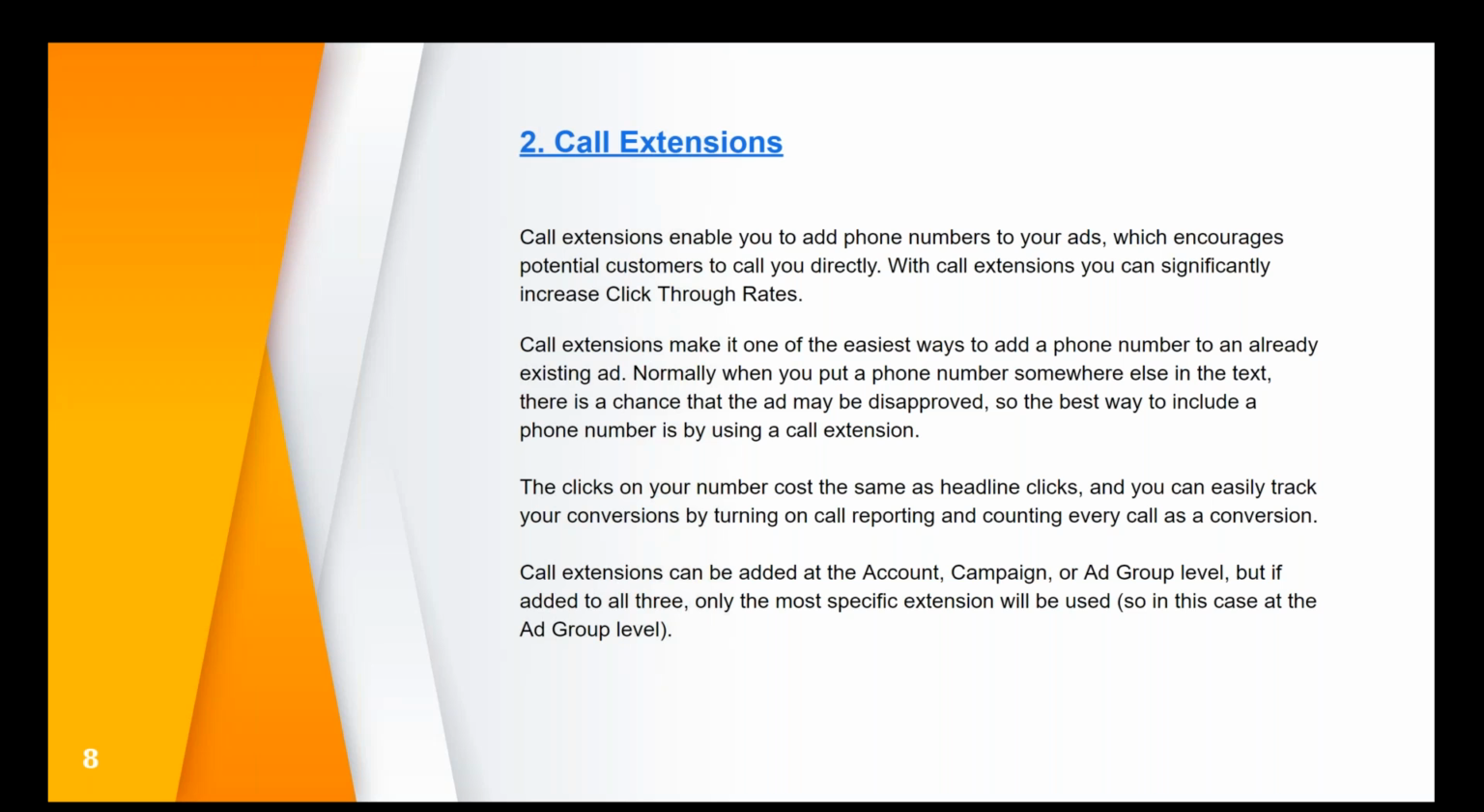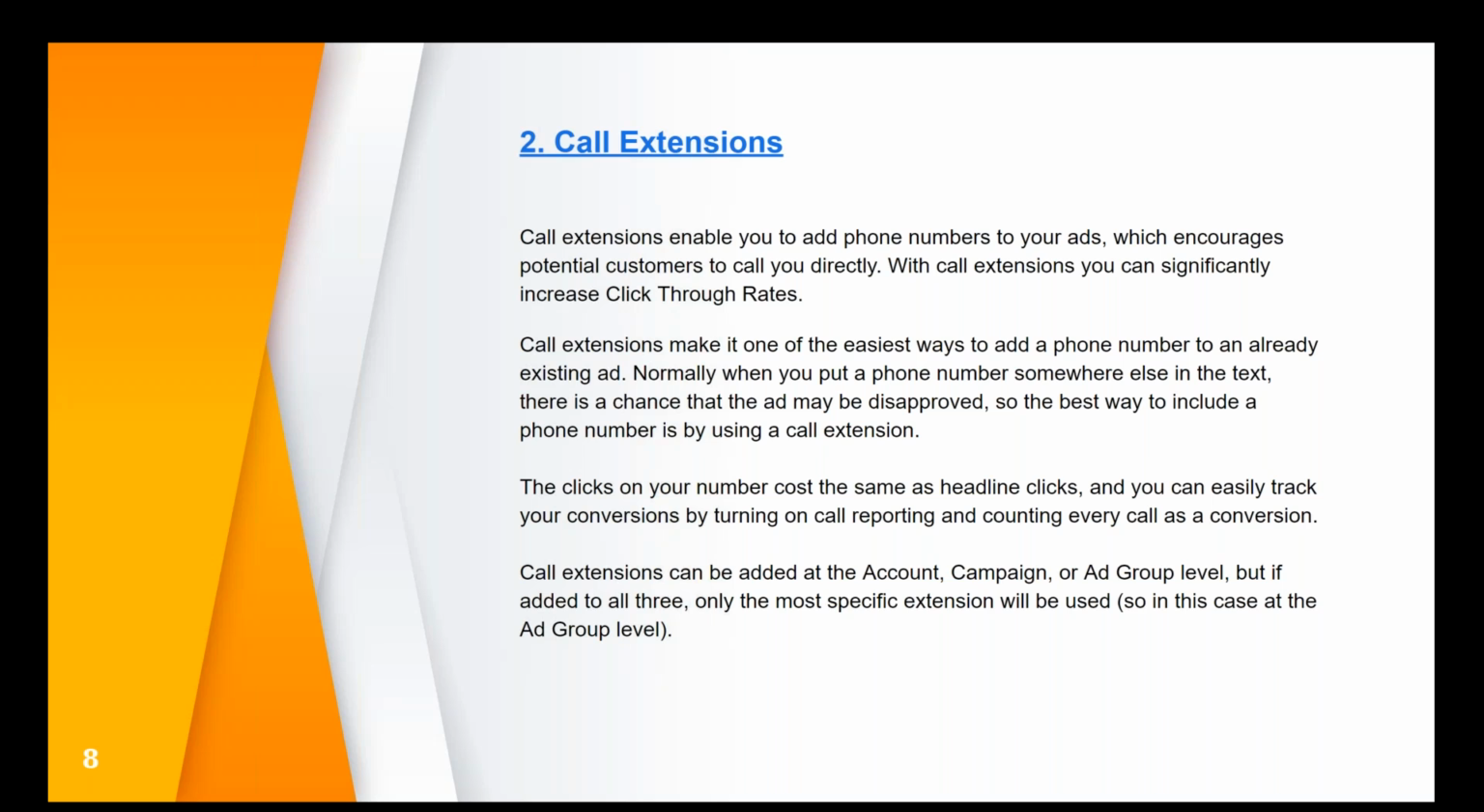Normally, when you put the phone number somewhere else in the text, there is a chance that the ad may be disapproved, but you can do it as a call extension. So the best way to include a phone number is by using a call extension. The clicks on your number count the same as the headline clicks, and you can easily track your conversion by using call reporting and counting every call as a conversion.